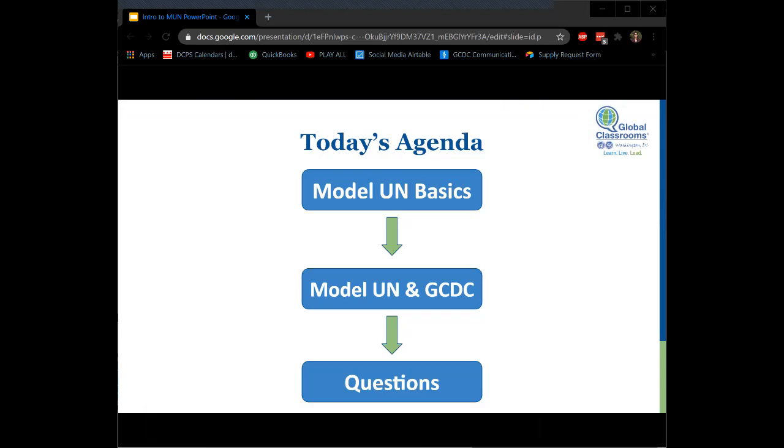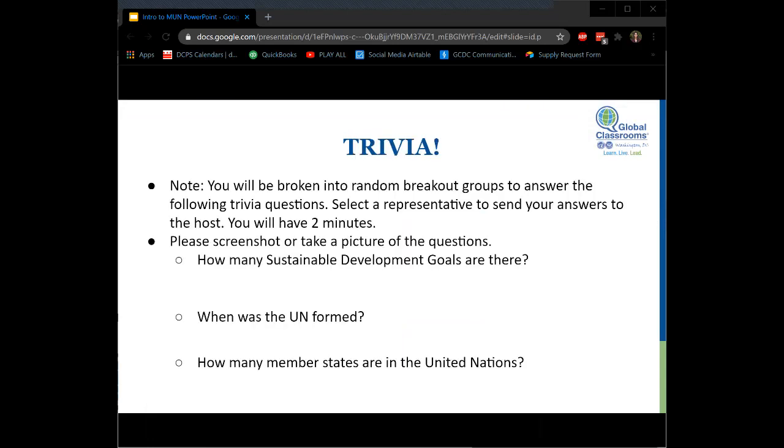We're going to start today just with a little bit of trivia. Since there are just a couple of us today, we can just go ahead and keep it in the main room. So we'll kind of just go through each question. I'll give you guys a minute to think about each question and then put your answers, or you can send them to me privately in the chat. So the questions are there. How many Sustainable Development Goals are there? When was the UN formed? And then how many member states are in the United Nations? So go ahead and think about it and then message your answers to me privately.